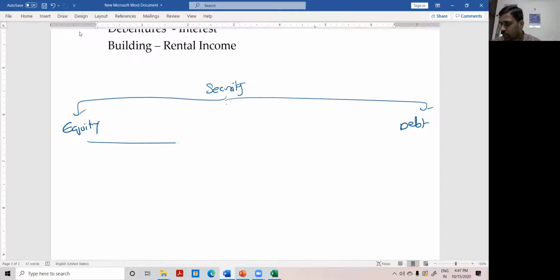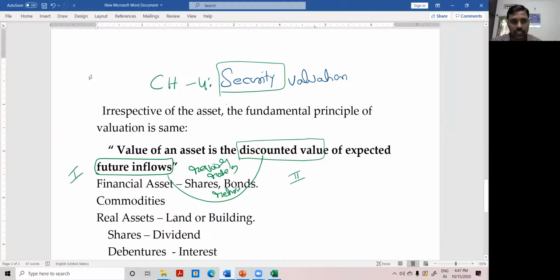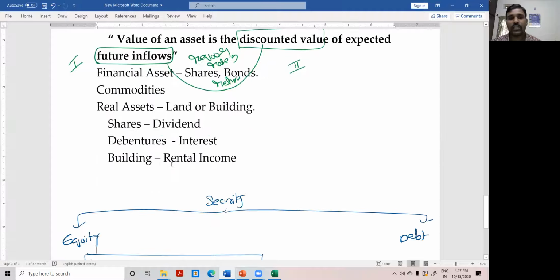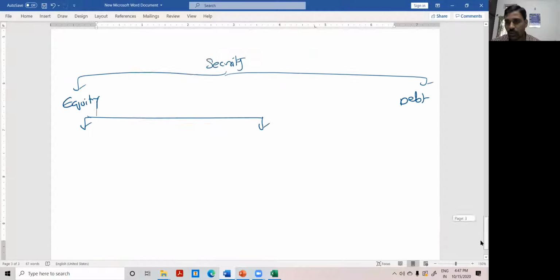Within securities, now we'll focus on equity valuation. There are different methods of valuing equity. Why are there different methods? Based on different perceptions of what your inflow is, the valuation method will change. It is based upon your perception and your requirements.